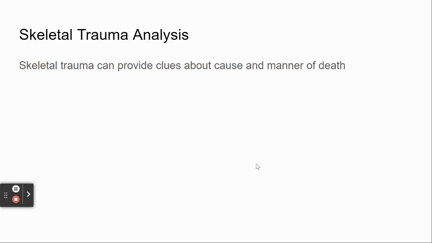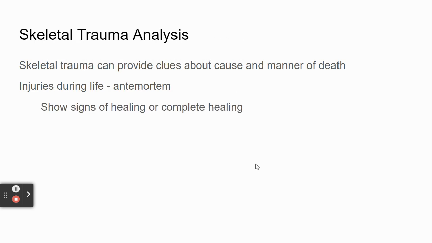So analyzing the skeleton for trauma again can give clues as to potential cause and manner of death, what might have led to their demise, or at least what their life was like. So you've got injuries that occurred during their life that are known as antemortem injuries. Looking at the skeleton, there will be fractures or damage that's been done to those bones that's showing healing because it occurred long enough before their death that repairs were being made by the body.